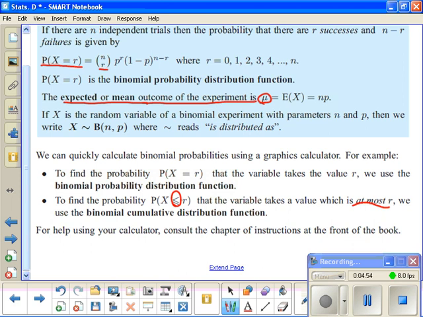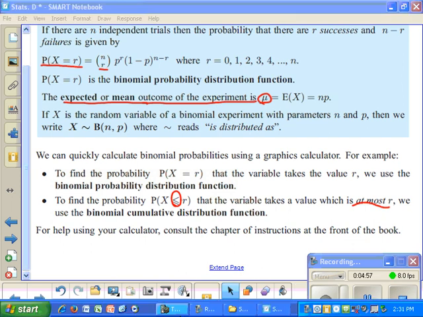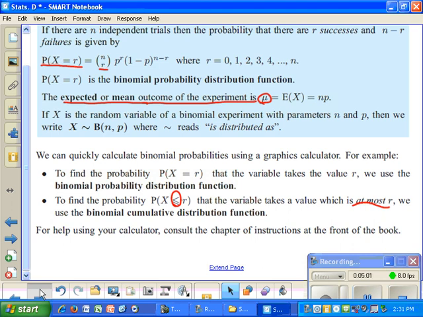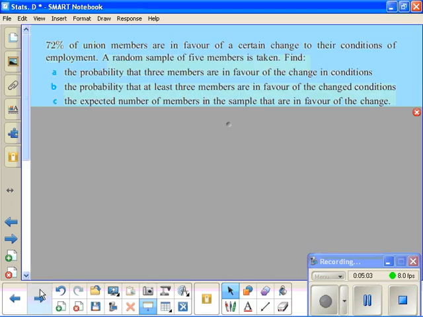And we'll show you a little bit here on the calculator right now about how to do that. So let's do an example just to demonstrate. And here's our example. 72% of union members are in favor of a change in their conditions of employment. A random sample of 5 members is taken. The probability that 3 members are in favor of change of conditions. What's the probability that 3 of them are in favor of change?